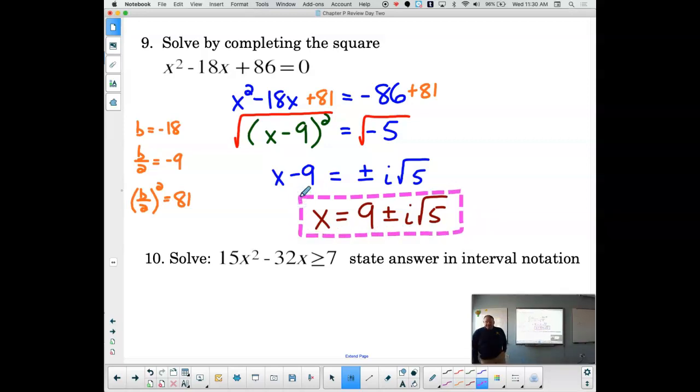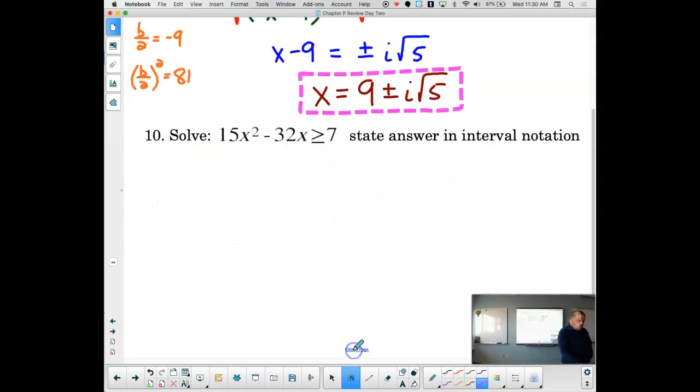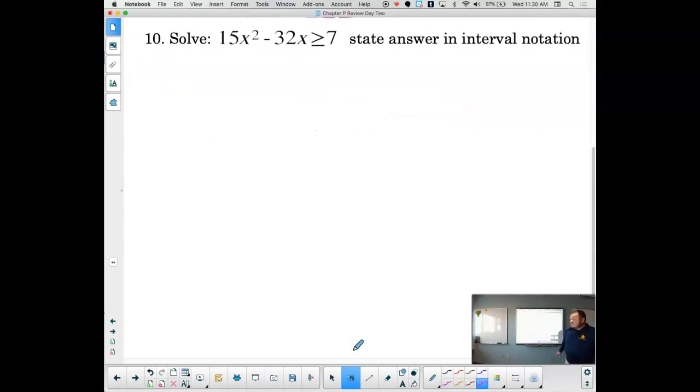Okay? That gets me that one. Okay? Questions, comments, concerns for that one? Thumbs up? Thumbs up. All right. Last one, we need to solve that and then state our answer in interval notation.